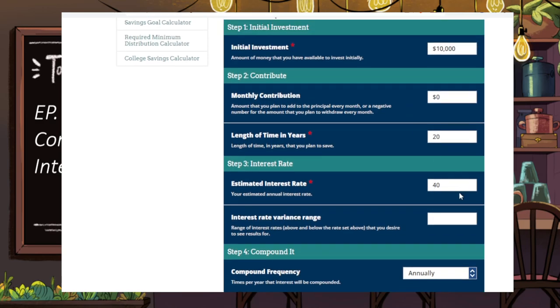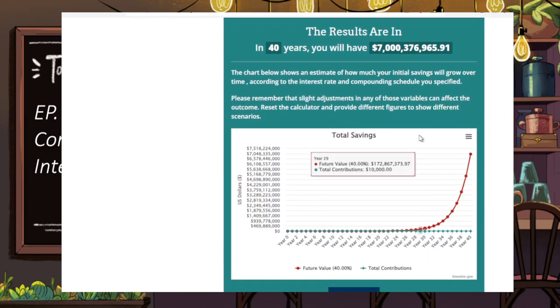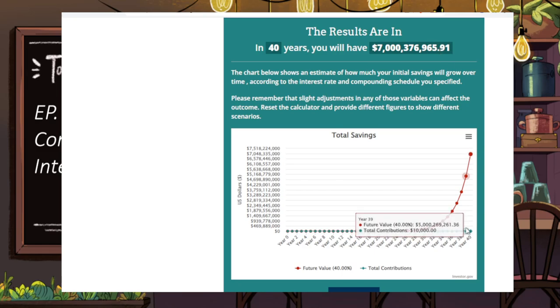And you can play with this yourself. This is a lot of fun, right? You can just change the length of time. You can put in 40, just so you can see what it's like. And I know this is pretty ridiculous right now. This is $7 billion in 40 years. And I know it seems too crazy, but you can see here, year 20, what we had before, the 8.3 million, that's where we're at.